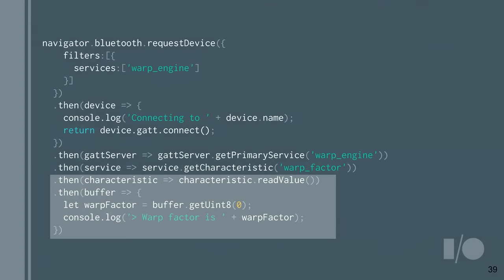Once we've got the characteristic, we can read values from that characteristic. In this case, we're reading the warp factor value from that characteristic. The API also allows you to write values to the beacon. And it has a mechanism to notify your code asynchronously when values change. So as you can see, very simple. This is it. This is the working code. The rest of it is just making the UI. So it's very simple, but very powerful. And this works with any device that supports BLE.